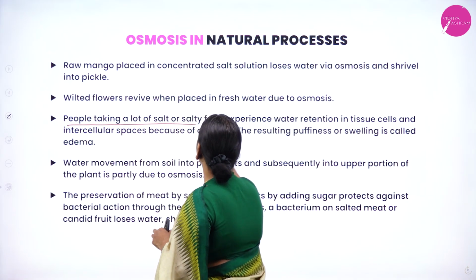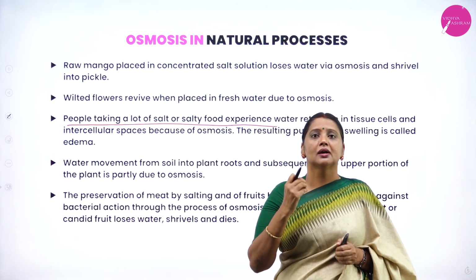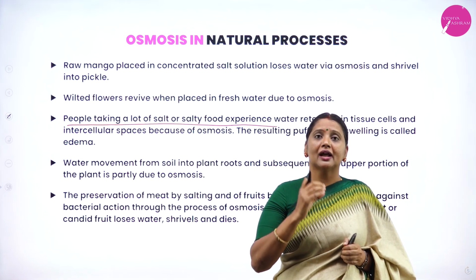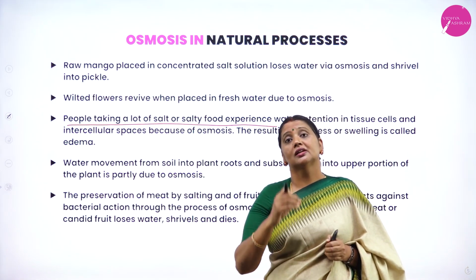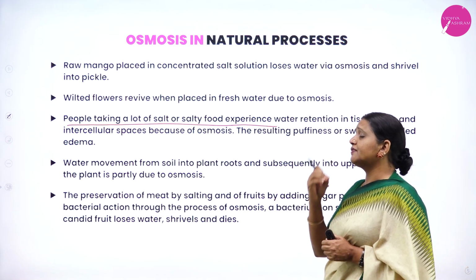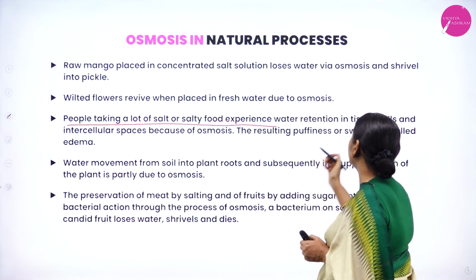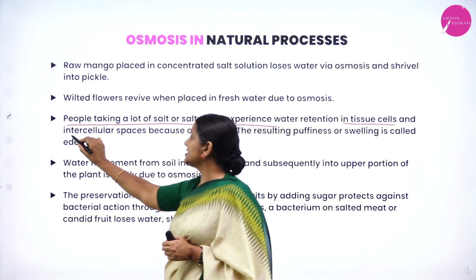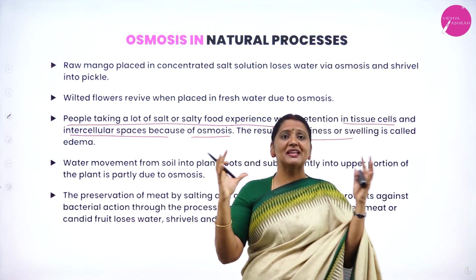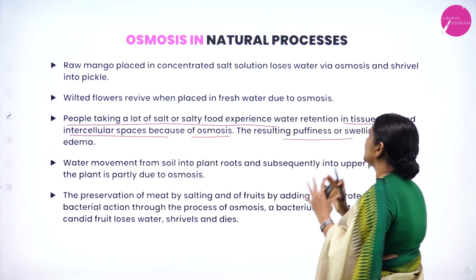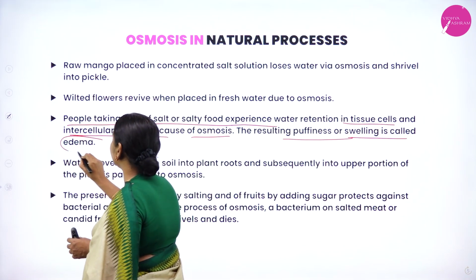People taking a lot of salt and salty food, like chips, banana chips, potato chips, and dry fish, which contain a large amount of salt, experience water retention in their tissue cells and intercellular spaces because of osmosis. As a result, the puffiness or swelling is called edema.